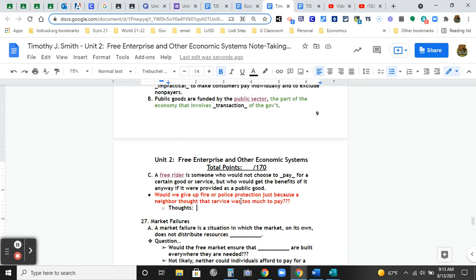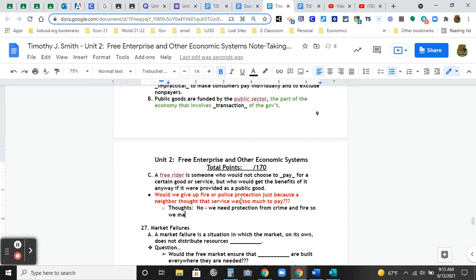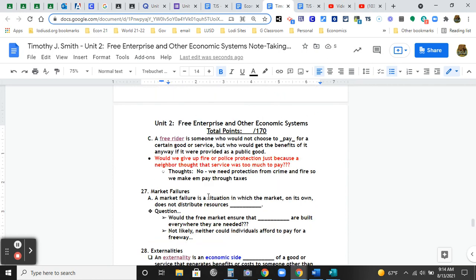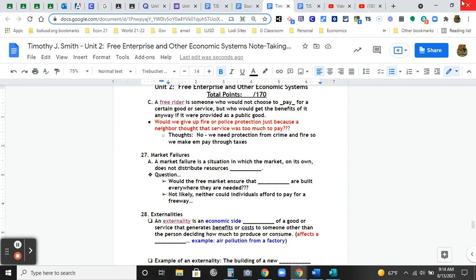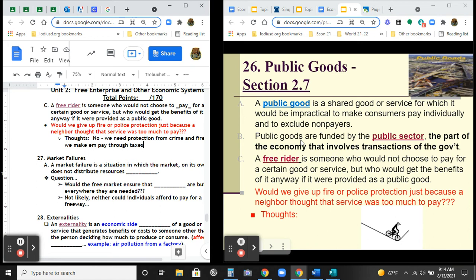So the thought is, no, we need protection from crime and fire. So we make them pay through taxes. Could be property tax, could be other tax. Often I think those are property taxes. All right, let's go on.